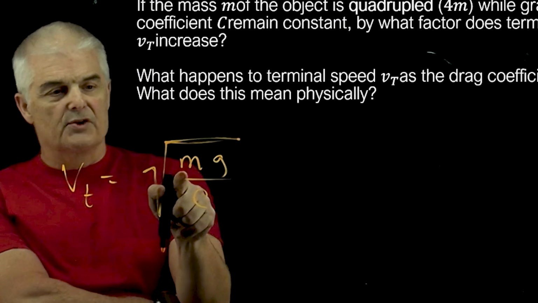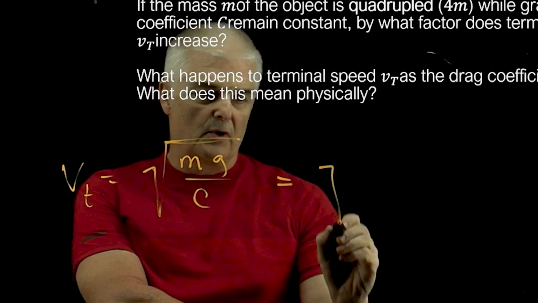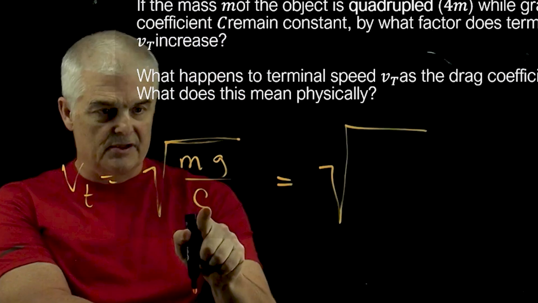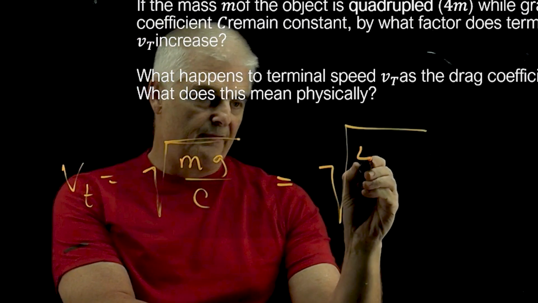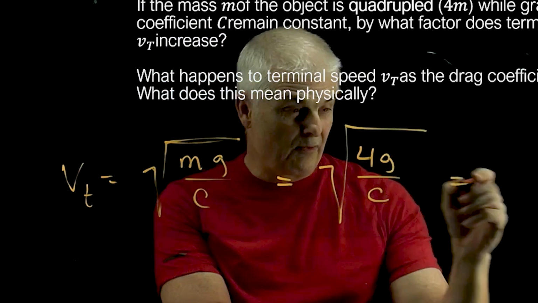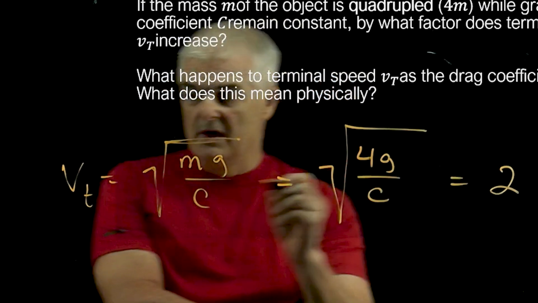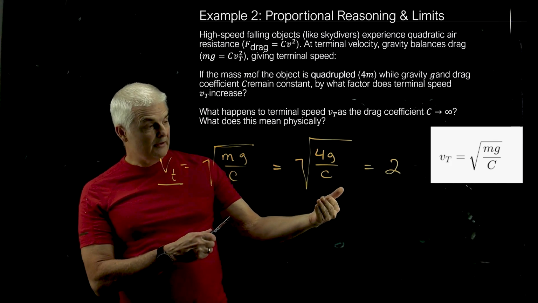So if we quadruple this, what we're saying is it's square root. We're not changing gravity. We're not changing this coefficient. But instead of being m, it's the square root of 4g over c. So we can basically say square root of 4 is 2. So the terminal speed will be doubled, right?